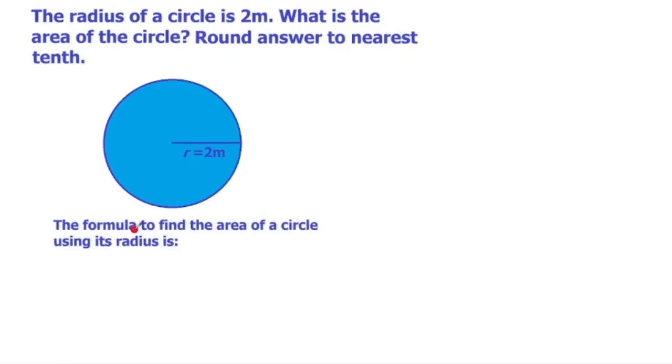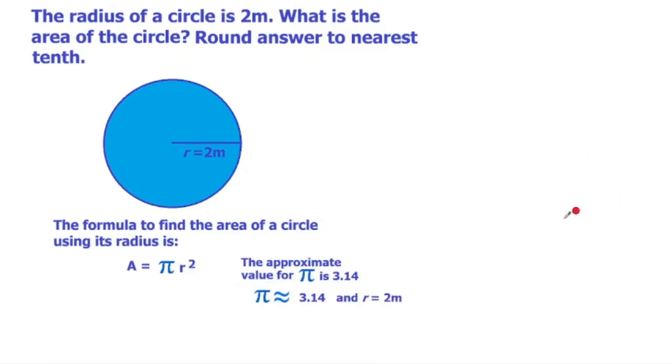So the formula to find the area of a circle using its radius is area equals pi times r squared. So pi, the approximate value of pi is 3.14. So once we start using an approximation for pi, we have to use this little approximate equal sign. So pi is approximately equal to 3.14 and r equals 2 meters.